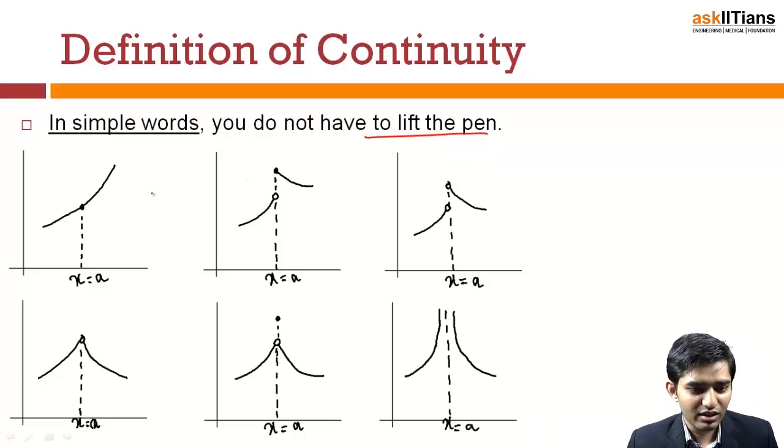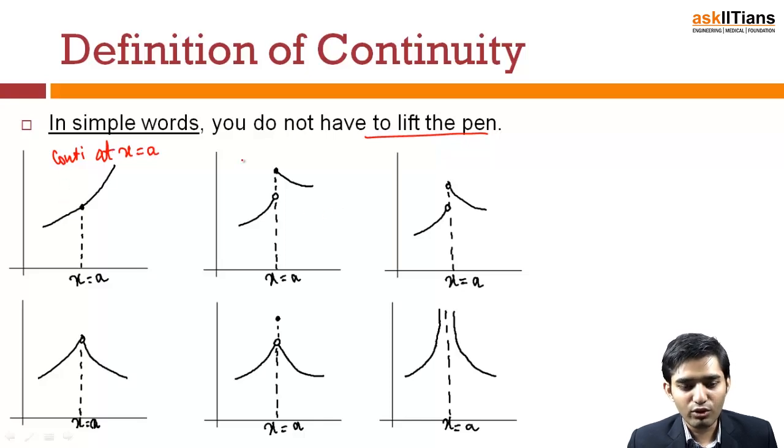For example, if I draw the graph of this function, I will not have to lift the pen. So this graph is continuous at x equal to a, because I don't have to lift the pen at x equal to a.